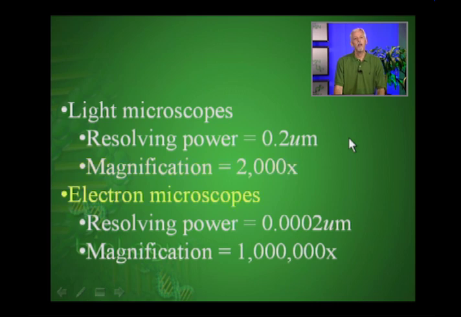And then comparatively, electron microscopes have a resolving power of 2/10,000ths of a micrometer, 2/10,000ths of a millionth of a meter. And they can have magnifications up to 1,000,000 times. So they are much more powerful, but much more difficult to use, obviously.